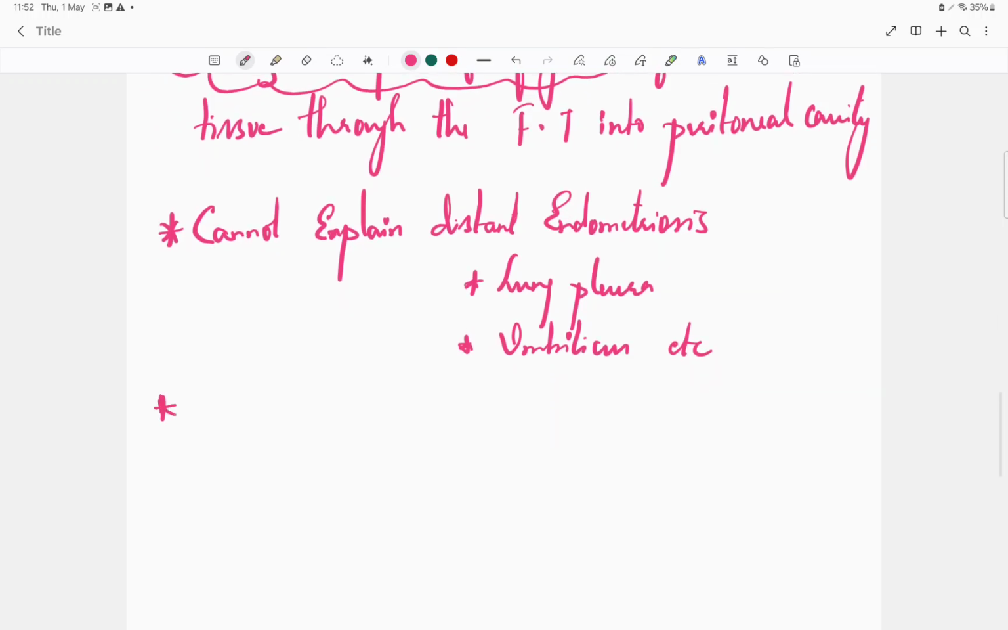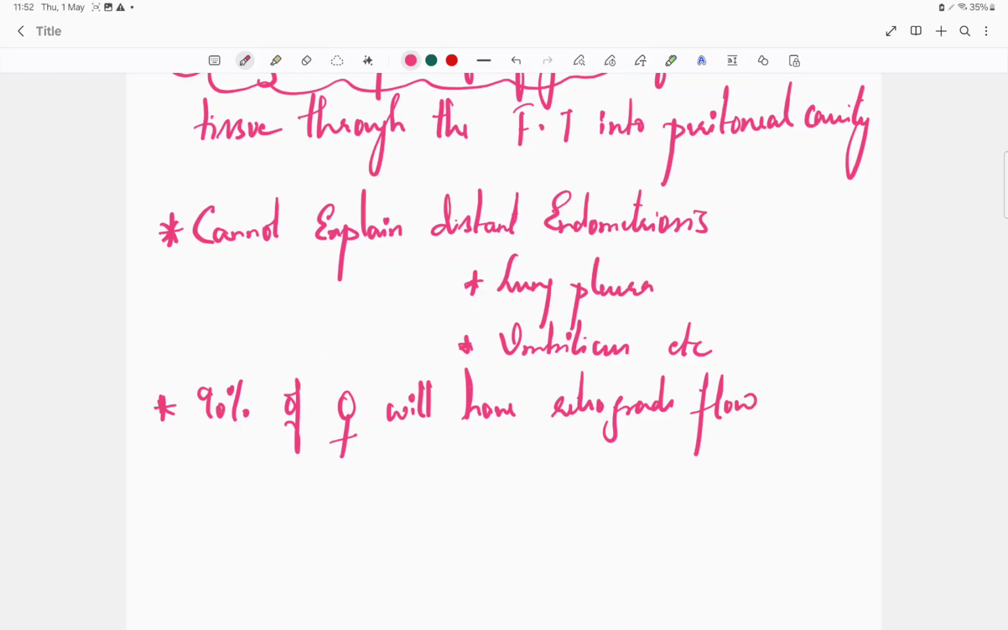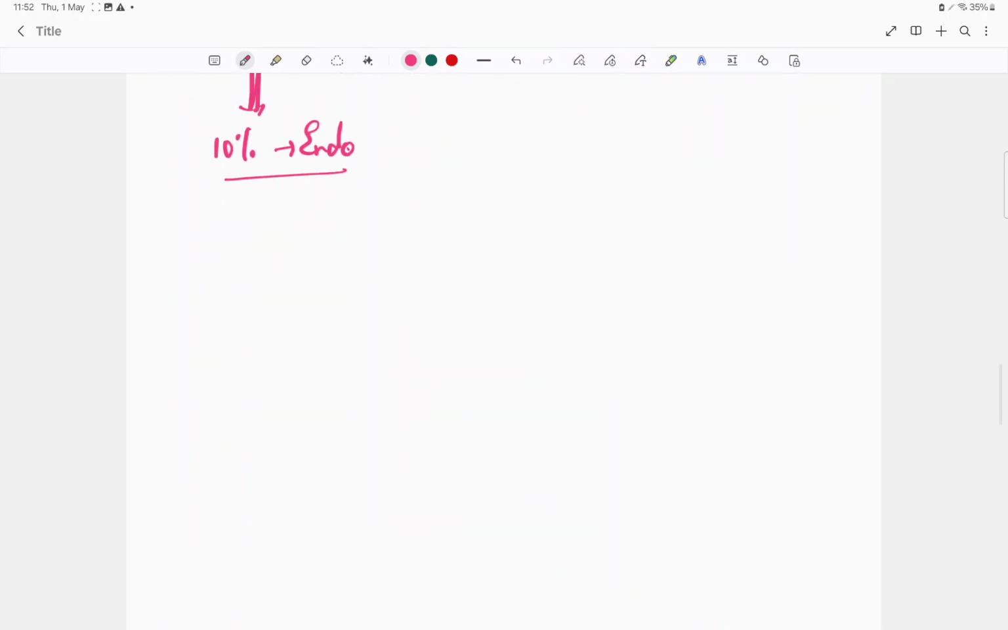And the second thing they're telling is, generally 90% of females will have retrograde flow. But are all these 90% of females having these symptoms? No. Only 10% of the females are having endometriosis. Okay, so this theory is not explaining these two things. But this theory has proofs.